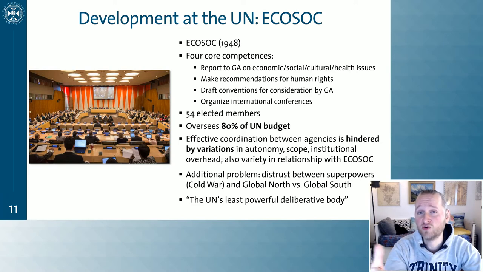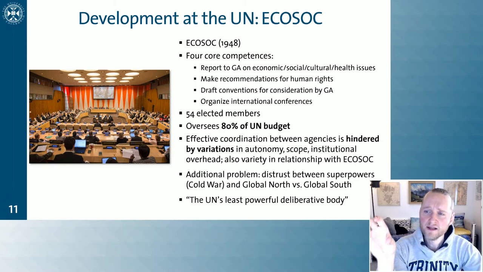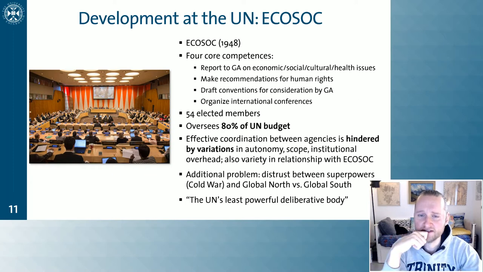It was originally designed as quite a powerful body because it would have oversight over such an important part of states' development. Now, it does a couple of things. Its core competences are mostly that it reports to the GA, so it can make recommendations to the GA about specific resolutions, specific things that should be emphasized at the global level or at the next General Assembly meeting. It makes recommendations in the areas of human rights, for example. It drafts conventions, so oftentimes conventions that are being introduced in the GA are actually debated and written in ECOSOC. And it organizes a number of important international conferences where development is discussed.